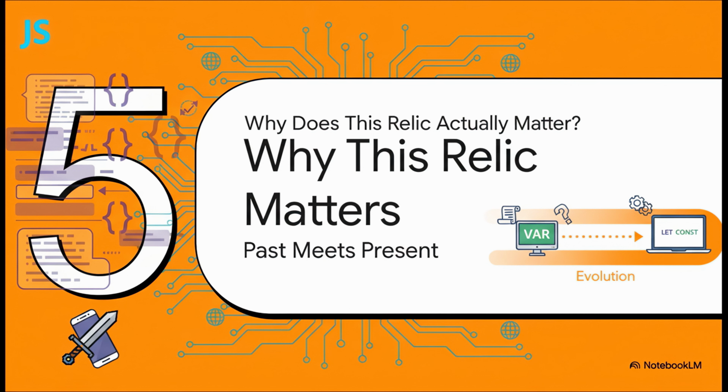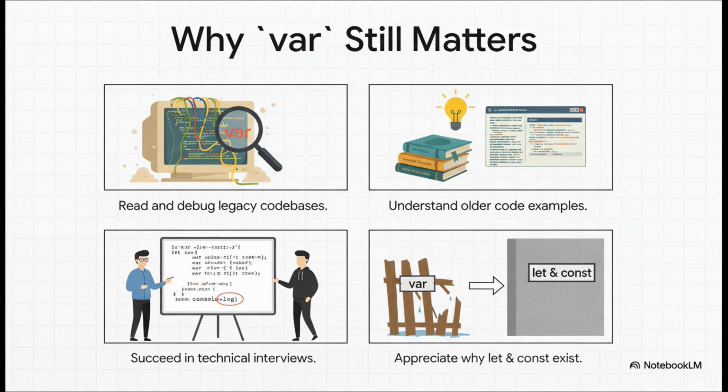So we've talked about scope, we've talked about hoisting, and these old school hacks. Let's bring it all back to the present day. Why does any of this history lesson actually matter to you? Well, the answer is it's actually super practical. First, you're going to need to know var to read and debug legacy code. I'm talking about code that's still running on major systems out there. Second, you'll need it to make sense of older tutorials or code examples you find online, and a lot of them are still really useful. Third, it's a classic interview question. It's a great way for interviewers to test if you really understand JavaScript fundamentals.